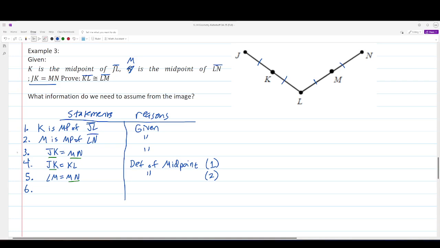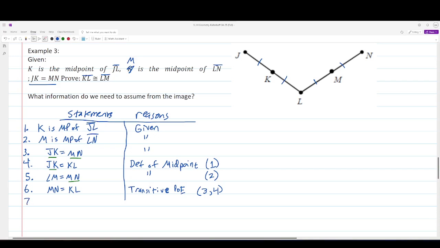So we're going to use statements 3 and 4 together, and we're going to chain them because both of them say JK equals something. So we're going to say MN equals KL using the transitive POE. Transitive POE. And the steps that let us do that were 3 and 4. So because JK was the same, we chained MN equal to that all the way around to KL. So we went through JK and said MN is the same as KL.